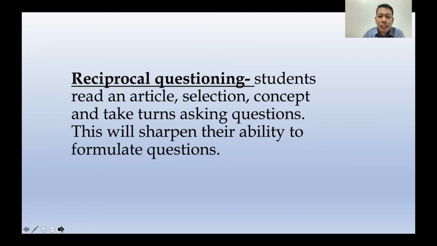It doesn't necessarily mean that they have to answer the questions. The idea is that they have to form questions. Questions could also be raised to you as a teacher. So you can give them, let's say, a 10-page article. Then after 30 minutes, they have to ask questions or write questions. So something like that.